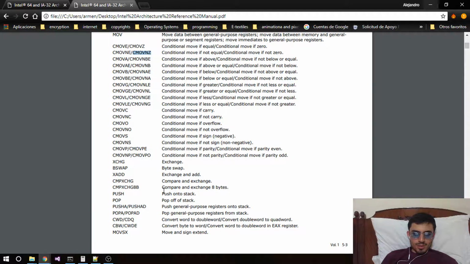So are these compare-exchanges interlocked ones, or are they not interlocked? Probably not.